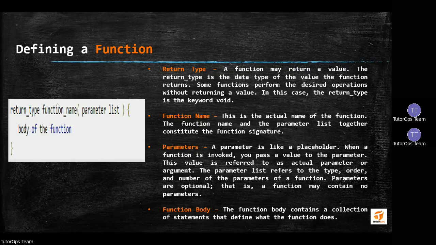Just wait. Parameters. A parameter is a placeholder. When a function is invoked, you pass a value to the parameter. The value is referred to as the actual parameter or argument. The parameter list refers to the type, order, and number of the parameters of a function. Parameters are optional, that is, a function may contain no parameters. And the last part is the function body. The function body contains a collection of statements that defines what the function does.